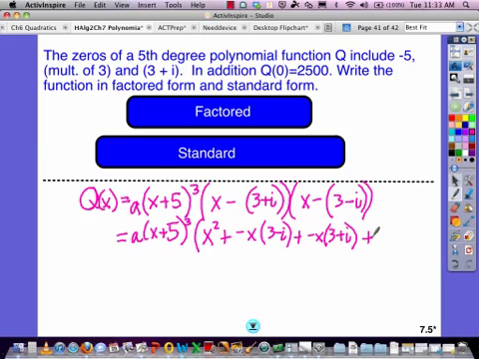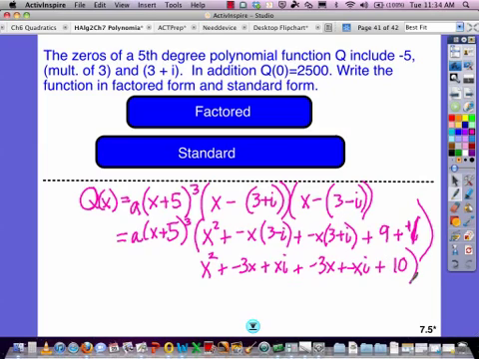Ooh, we can do this. First times first, 9. Outsides, insides cancel. Last times last, plus negative i squared, and a negative i squared, we should know, would be a 1. And so it looks like we're going to have a 10 sitting on the end there. All right, let's clean this up a little more. x squared plus negative 3x plus positive xi plus negative 3x plus negative xi plus that 10. Let's find some like terms to clean it up even further. I've got a negative 3x and a negative 3x, a positive xi and a negative xi. We're pretty clean right there: x squared plus negative 6x plus 10.